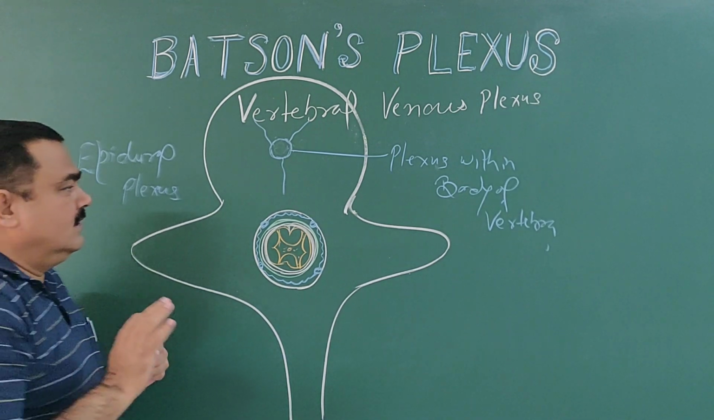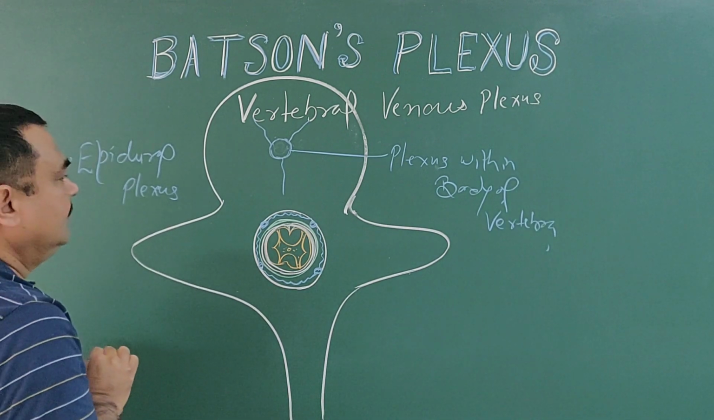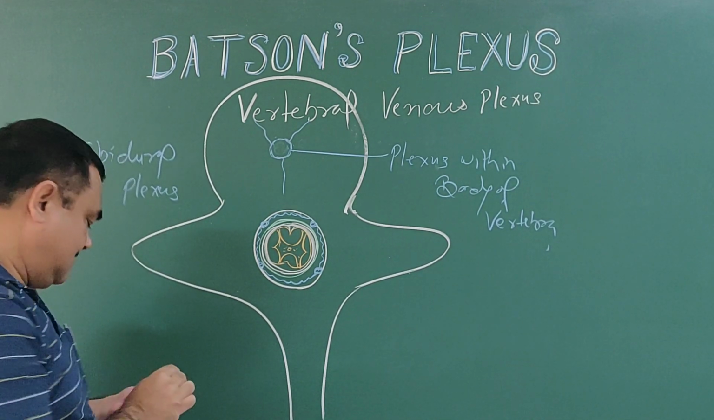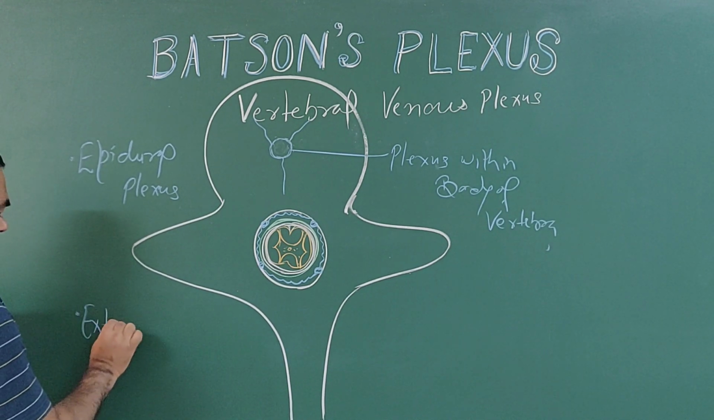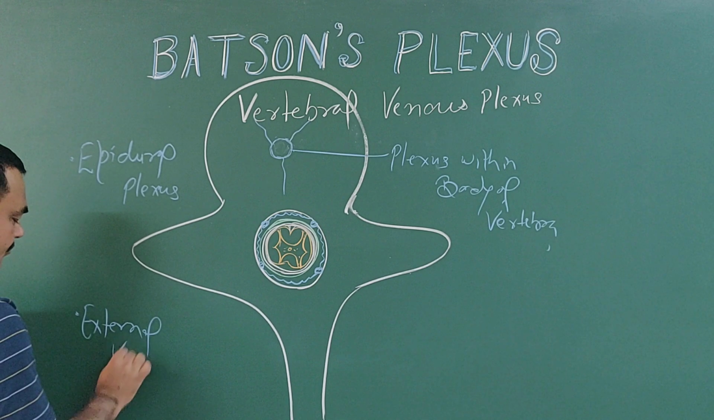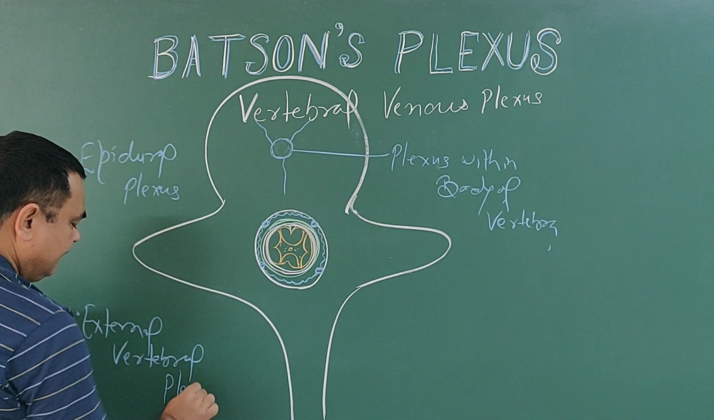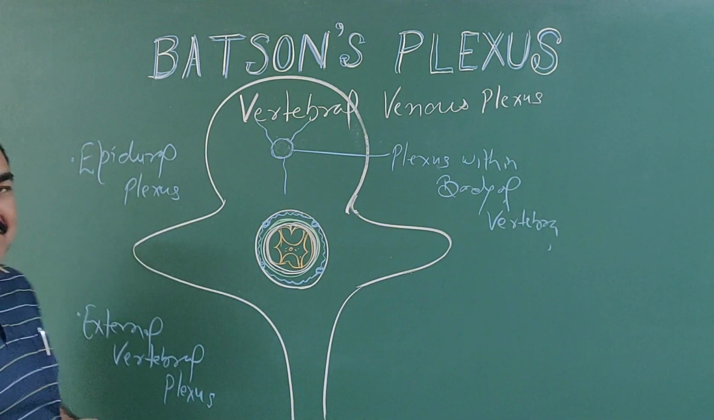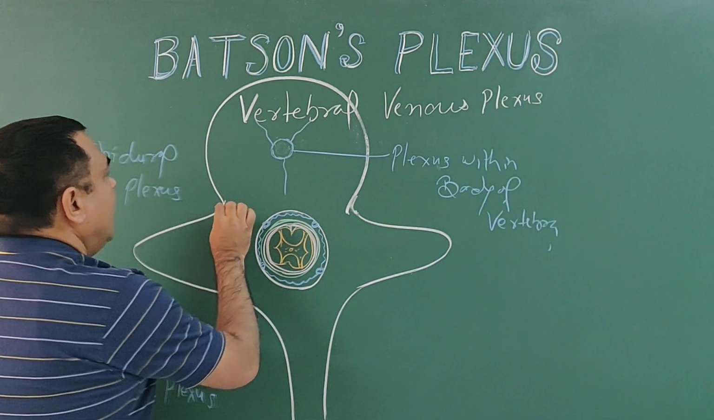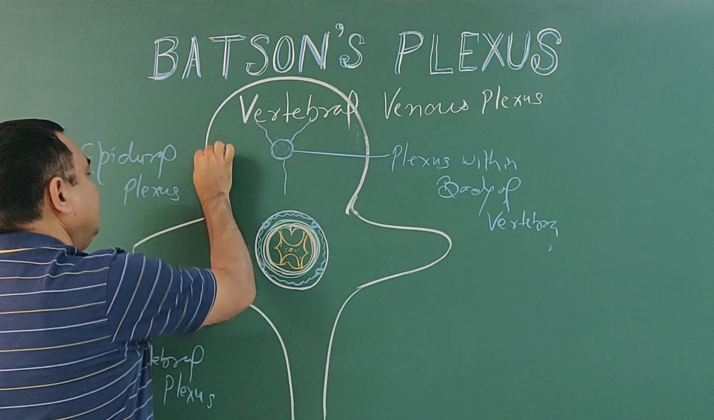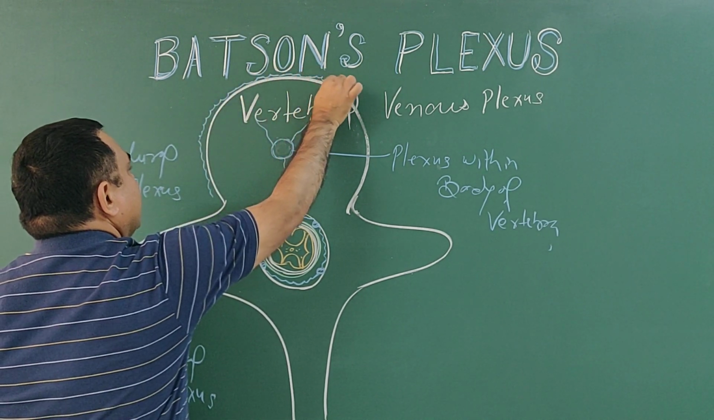And there is another set of plexus, that is the external vertebral plexus. The external vertebral venous plexus is present on the anterior side. So here is the anterior side, there is a plexus. So anterior to this is the anterior plexus.